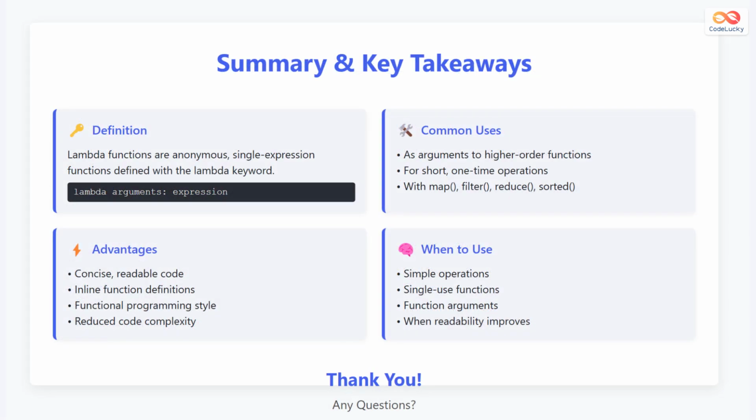In summary, lambda functions are anonymous, single-expression functions defined with the lambda keyword, using the syntax lambda arguments : expression. They're commonly used as arguments to higher-order functions, for short one-time operations, and with map, filter, reduce, and sorted. The advantages of lambda functions include concise, readable code, inline function definitions, functional programming style, and reduced code complexity. Use them for simple operations, single-use functions, function arguments, and when readability improves.